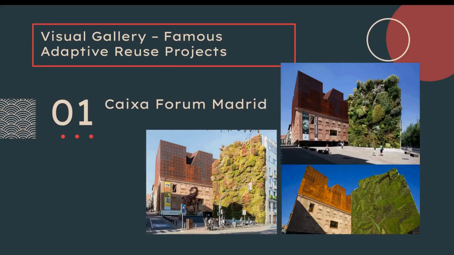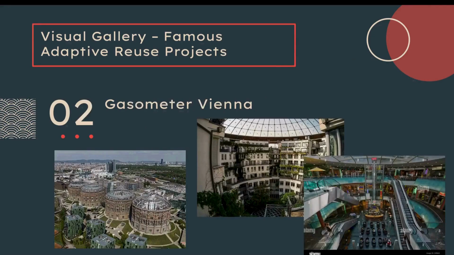So this is another example of how you can add a new facade on a building, retrofitting. The first example will be Caixa Forum in Madrid. You can see how the old building is below and they get along, right? It harmonized. And then we have Gasometer Vienna. Before, it was the power plant in Vienna, and now it became a complex of apartments and a shopping mall.